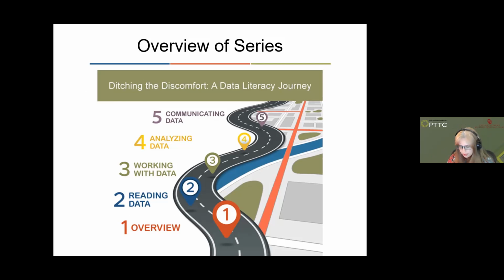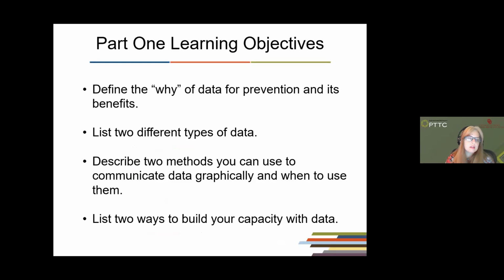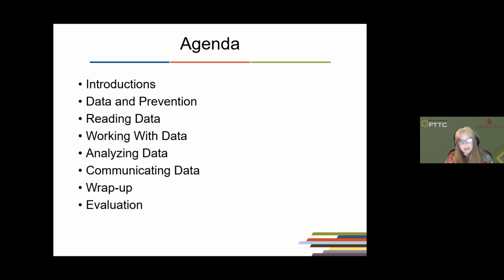And on the next slide, I just want to cover our objectives. So we're going to define the why of data for prevention and its benefits. We're going to list the 2 different types of data, and some of you may know what those are. Some of this might be new to some of you. Describe 2 methods you can use to communicate data graphically and when to use them. And lastly, we will list 2 ways to build your capacity with data. And this is where you'll get to share a little bit about how you will apply this to your own work.